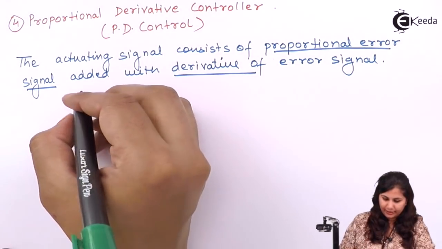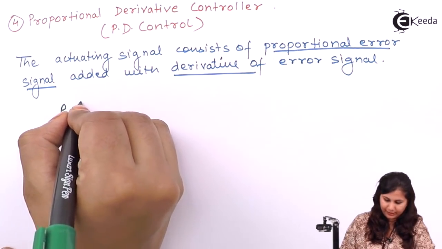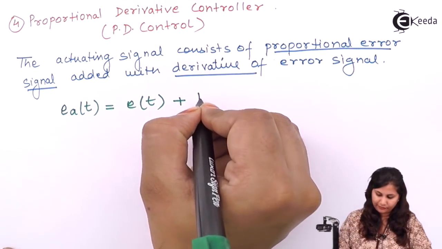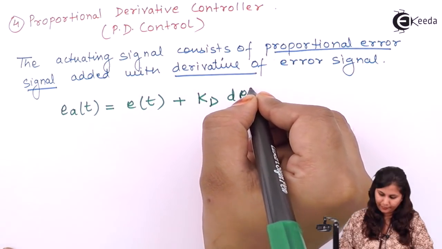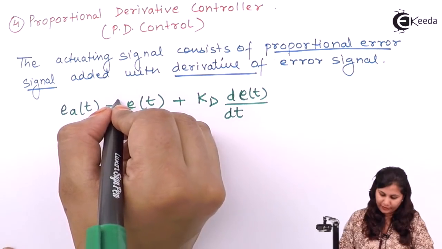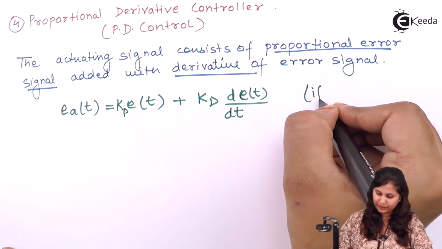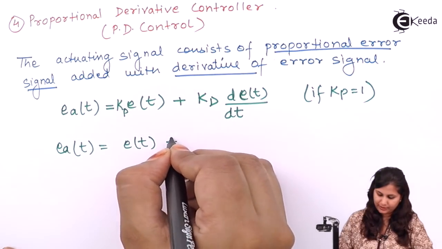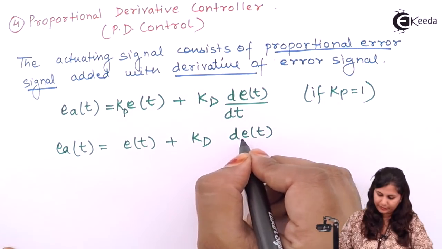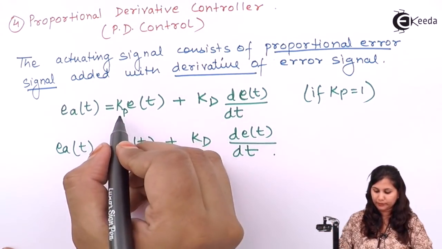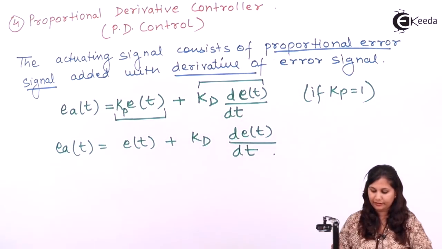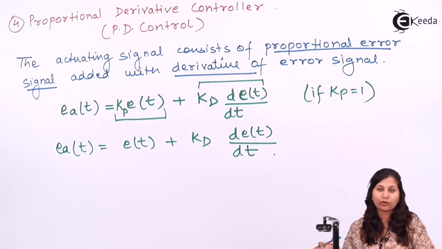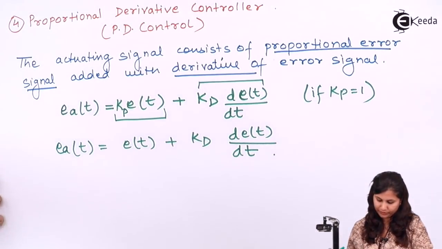So if we write the actuating signal, then ea(t) is equal to the proportional error signal, that is e(t), plus the derivative term Kd de(t)/dt. Here we have the constant Kp also. Now if Kp is equal to 1, then it can be written as ea(t) = e(t) + Kd de(t)/dt. So it has both the proportional error signal and the derivative error signal. That is why it is called a proportional derivative controller. Now if we draw the block diagram, it will be a combination of these two controllers. So let's draw it.